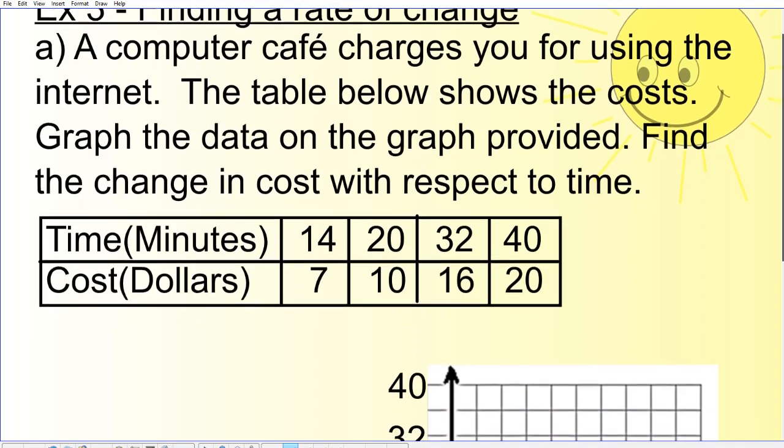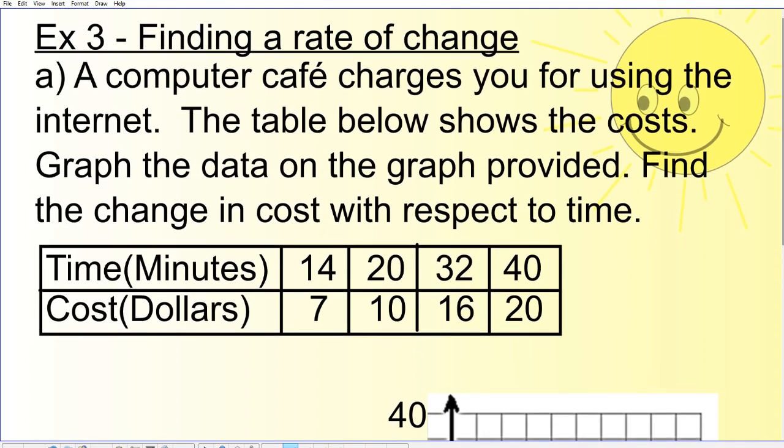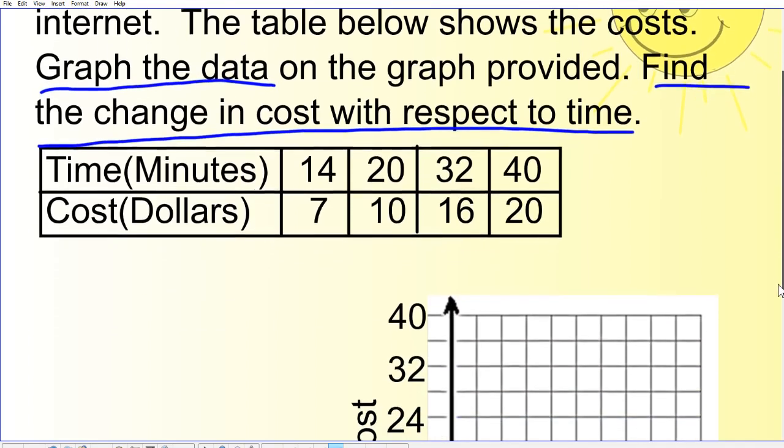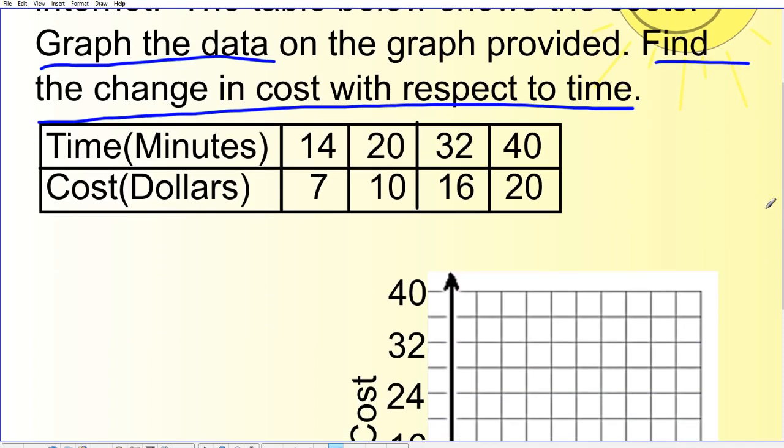Example 3. Little application word problem. Finding the rate of change. So it says here, a computer cafe charges you for using the internet. The table below shows the costs. Graph the data on the graph provided. Find the changing cost with respect to time. Okay. So the first part sounds pretty easy. The second part, the wording's a little weird for most of us.